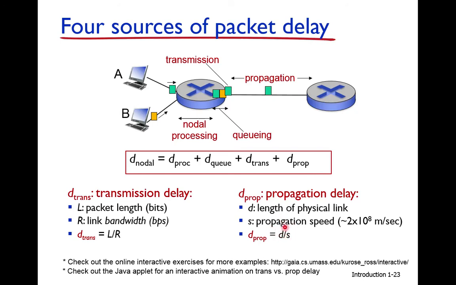Normally, the signal propagates as a wave, and the wave speed is 2 × 10⁸ m/s. So the speed is fixed, but the length of the link varies. For example, here the link is 2 meters, here it is 10 meters. So the propagation delay can be computed this way.